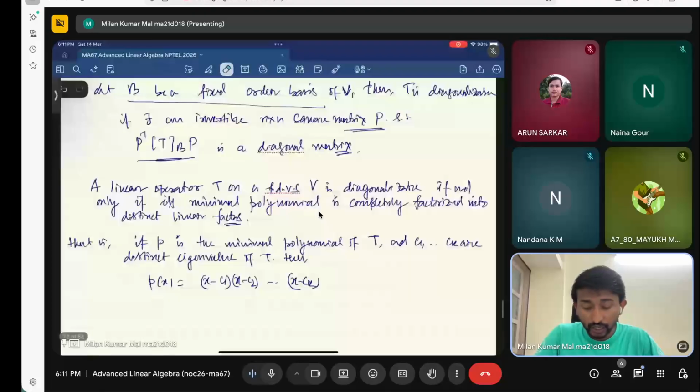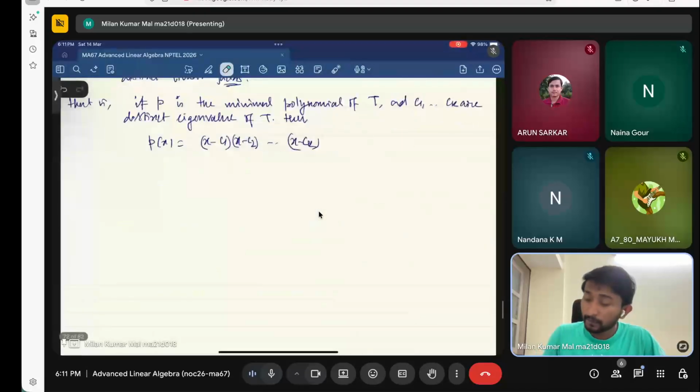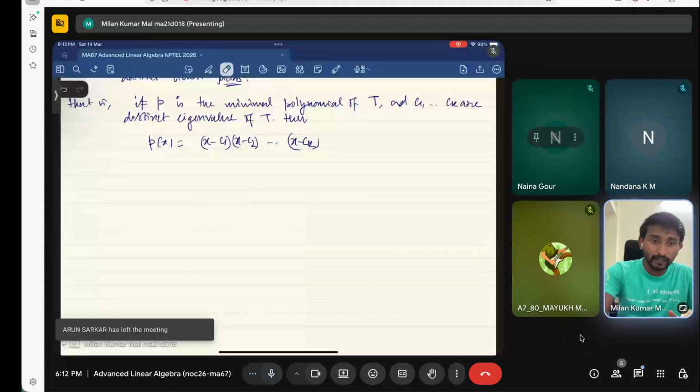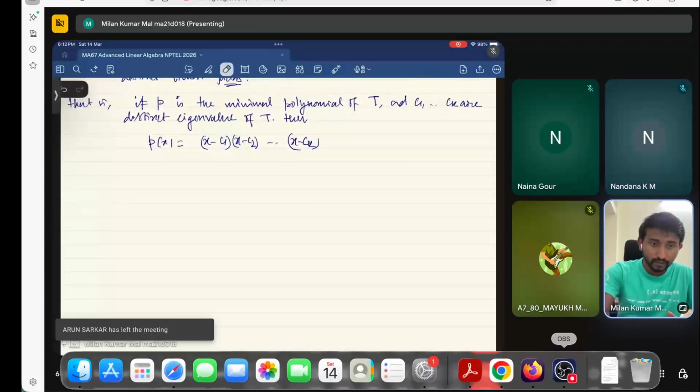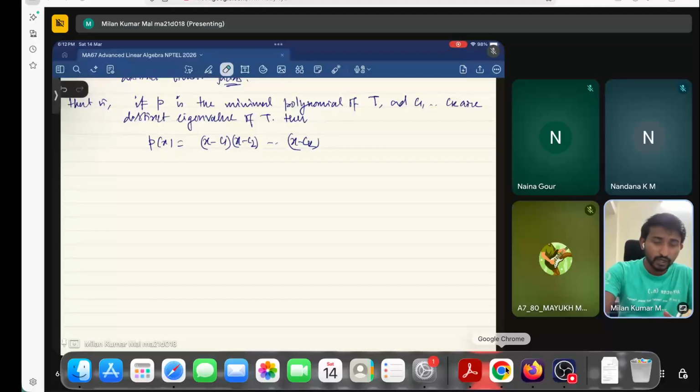There is a reason, because today I will be using something called Jordan canonical form. One of the main purposes of basic linear algebra was that you have to reach up to Jordan canonical form, which is the simplest form a matrix can attain. The simplest form of a linear operator is the Jordan canonical form. That is a matrix which has more zeros and fewer non-zero entries, and those non-zero entries are 1.